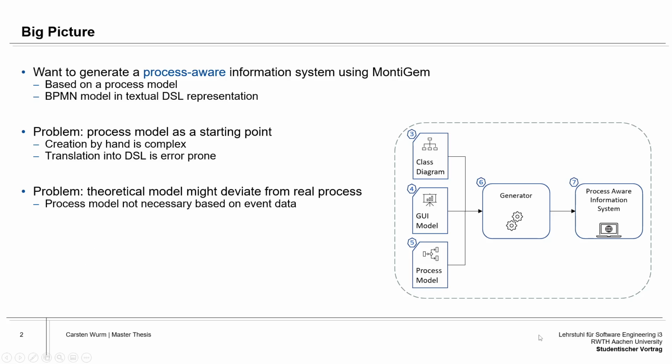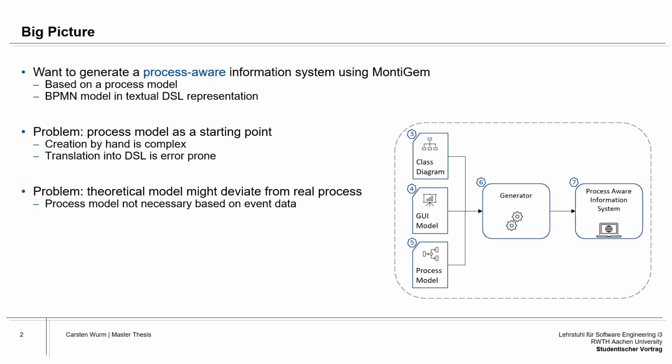To summarize the goal in one sentence, what we would like to do is use MontyGem in order to generate a process-aware information system. MontyGem is a generator framework which uses a different set of input models in order to automatically generate the code for a web application. And what we would like to do is to generate a process-aware information system in particular.